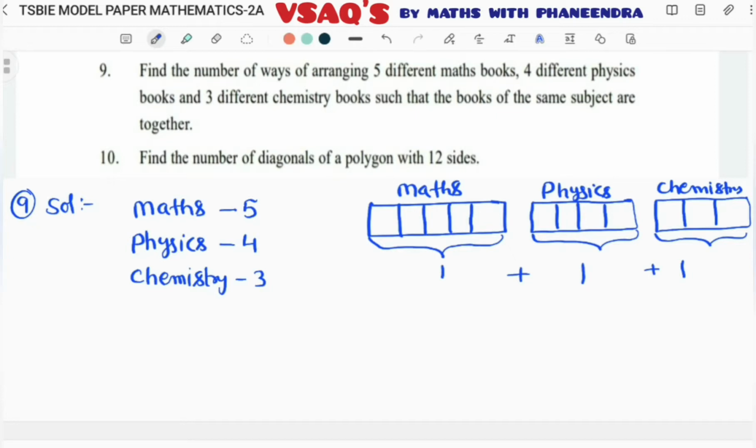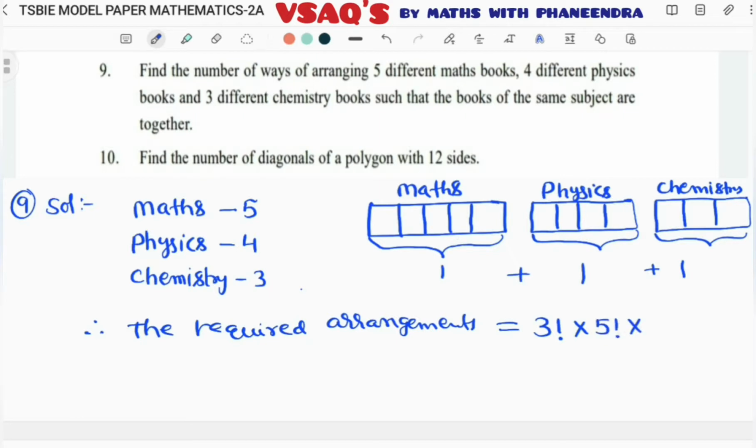and 3 different chemistry books such that the same subjects are together is, instead of writing this complete statement, simply write the required arrangements. The required arrangements equal to, first, these 3 sets of books can be arranged in 3 factorial ways, and the 5 mathematics books among themselves we can arrange in 5 factorial ways, and the 4 physics books among themselves in 4 factorial ways, and 3 chemistry books among themselves in 3 factorial ways. So we can write it as 3 factorial whole square into 4 factorial into 5 factorial. This is the required arrangements.